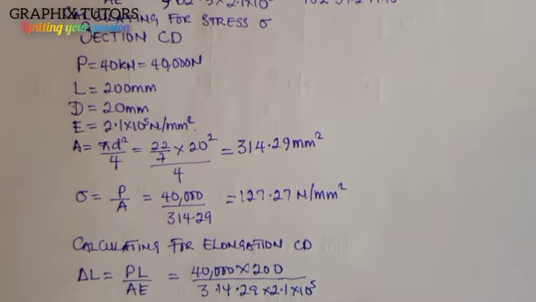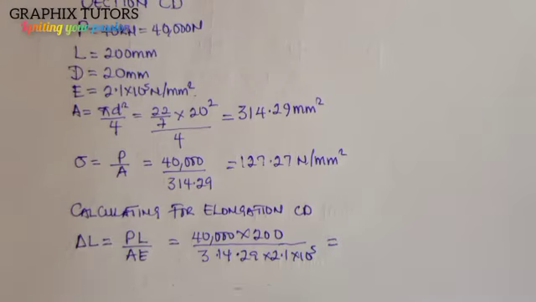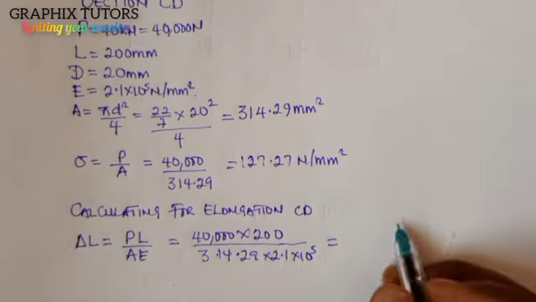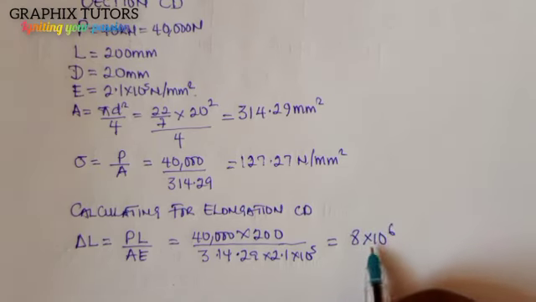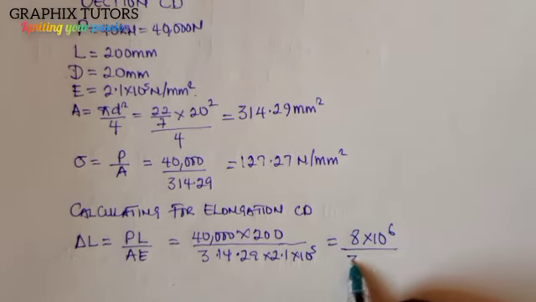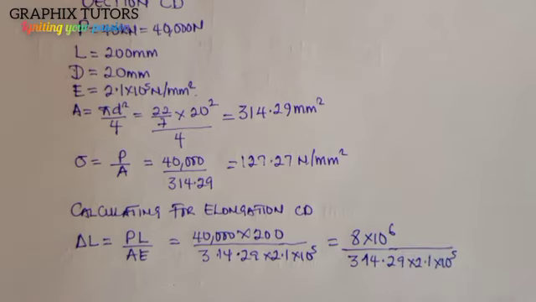So if I input my values here, I am going to have 40,000 times 200. That will give us 8 million, which is 8 times 10 raised to the power 6, all divided by 314.29 times 2.1 times 10 raised to the power 5. So if I do that, we have our value to be equal to 0.1212 millimeter. Now we've gotten the elongation for CD.